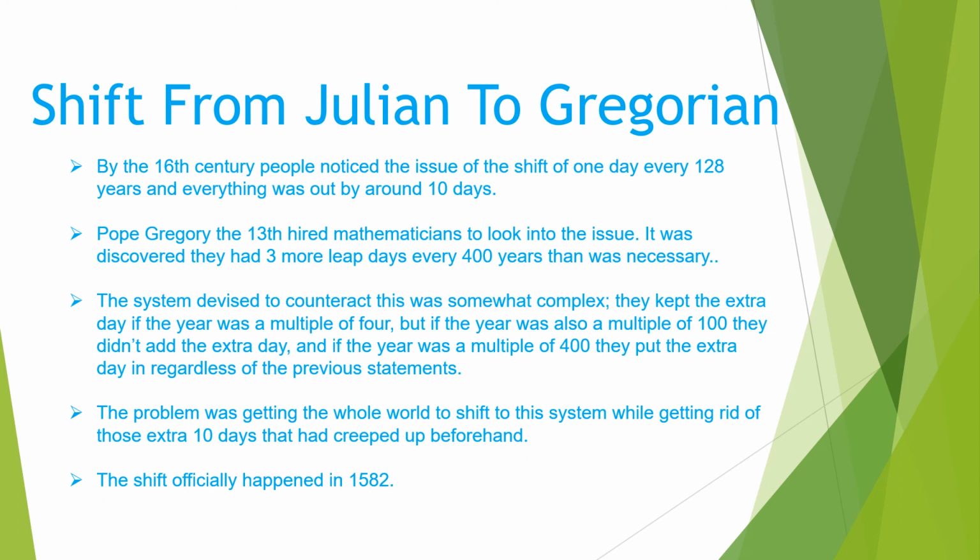Mathematicians were hired, and it was discovered that 3 extra leap days every 400 years was necessary to correct this error. Rather than just a leap year every 4 years, leap years were not counted when the year was a multiple of 100. But were counted when the year was a multiple of 400. For example, the years 1800 and 1900 were not leap years, but the year 2000 was a leap year.